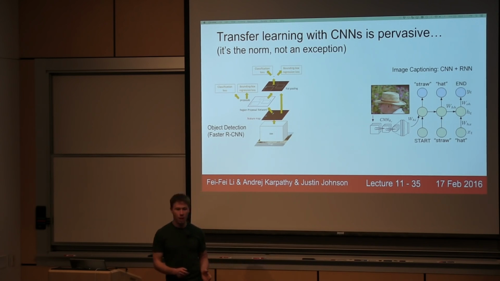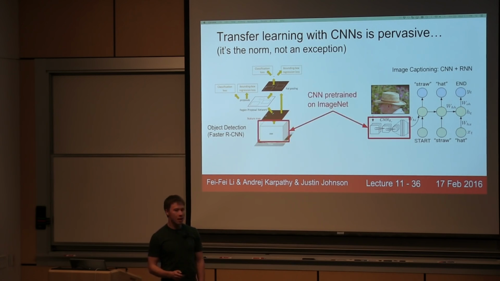For example, if you remember from a few lectures ago, we talked about object detection, where we had a CNN looking at the image and region proposals and all this crazy stuff, but this part was a CNN looking at the image. And for image captioning, we had a CNN looking at the image. In both of those cases, those CNNs were initialized from ImageNet models, and that really helps to solve these other more specialized problems even without gigantic data sets.